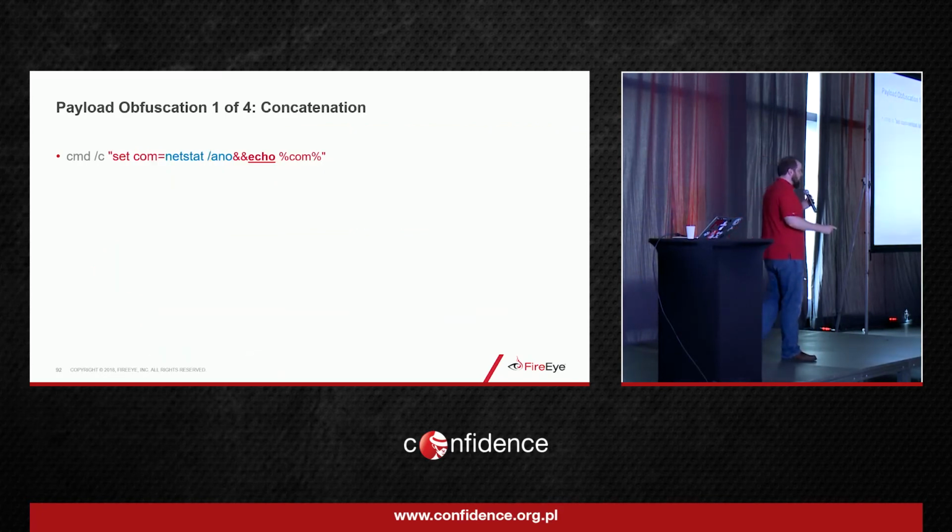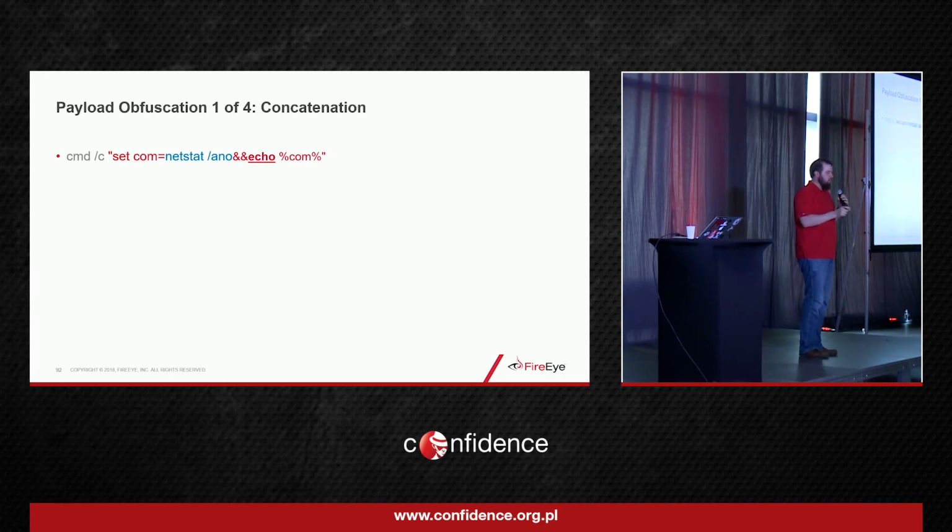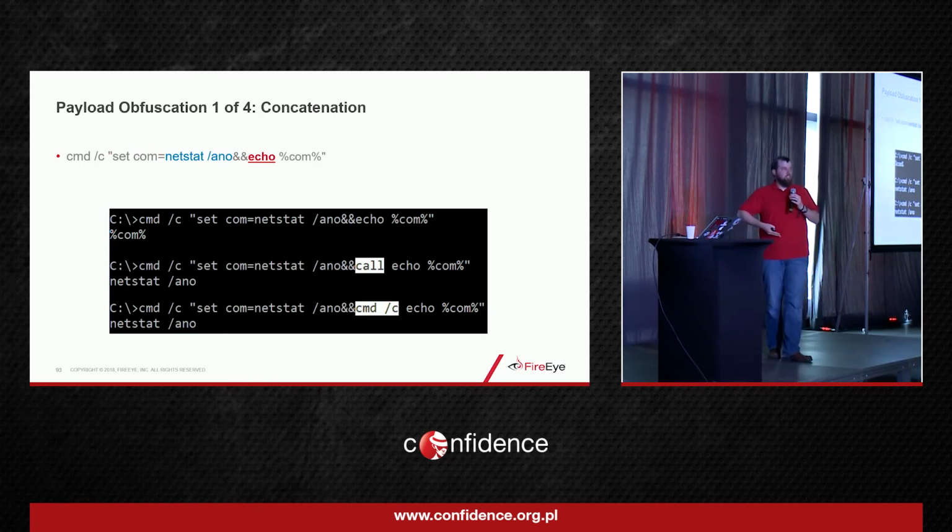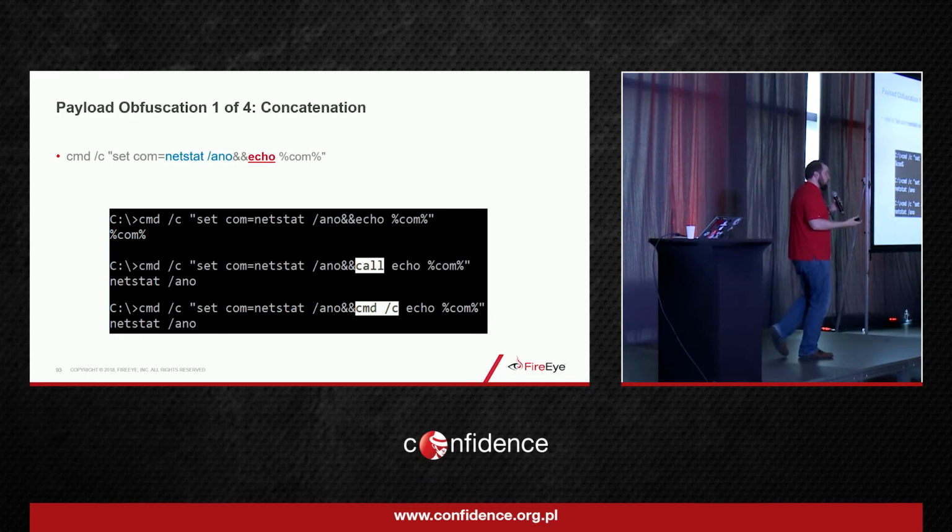So let's set our netstat command into a custom variable called com for command, and then let's echo %com% just to make sure that the value looks right. Well, if we just echo that, it actually doesn't show us the value at all. In the first one, it just shows %com%. That's because a custom environment variable created in a command session doesn't automatically expand.